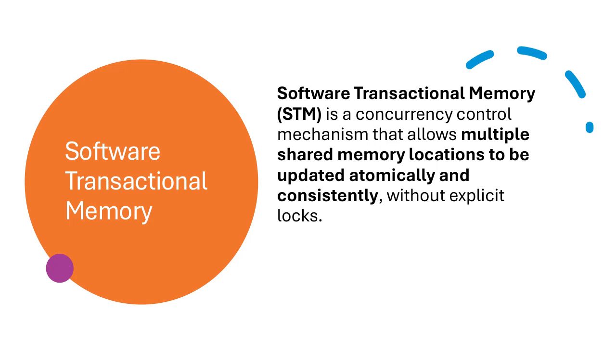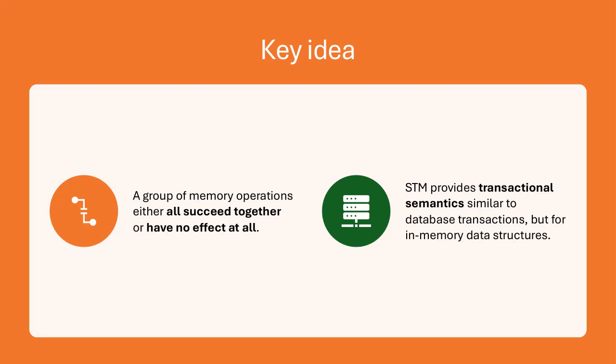The visual here highlights the concept by showing a large circle representing software transactional memory, emphasizing its role in controlling concurrency. The key idea behind software transactional memory is that a group of memory operations either all succeed together or none of them take effect. This means that if any part of the operation fails, all changes are rolled back, keeping the system consistent. STM provides transactional semantics, which work much like database transactions, but apply to in-memory data structures. This ensures that complex updates happen atomically, which makes concurrency easier to manage and reduces errors caused by multiple threads accessing shared data at the same time.